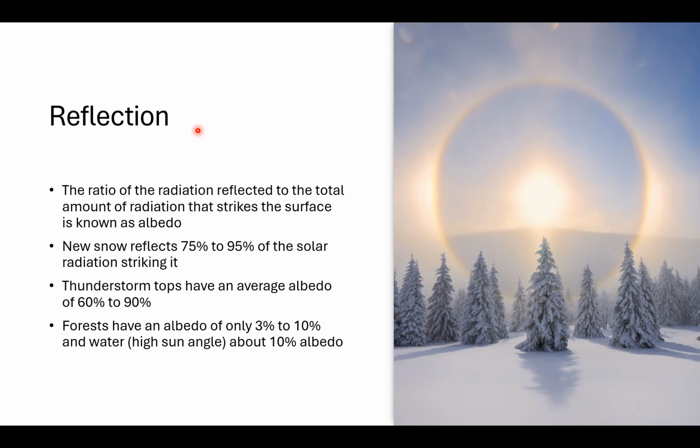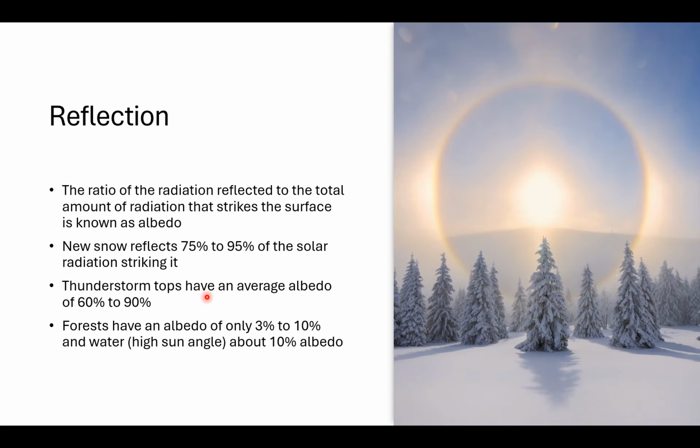Continuing the discussion on reflection, the ratio of the radiation reflected to the total amount of radiation that's coming in to strike the surface, again, that's known as albedo. Here is new snow's reflectivity, or albedo, it's 75 to 95%. So this is very important in wintertime as far as how the air mass feels above the snowpack. It's going to feel very cold as compared to over bare ground.